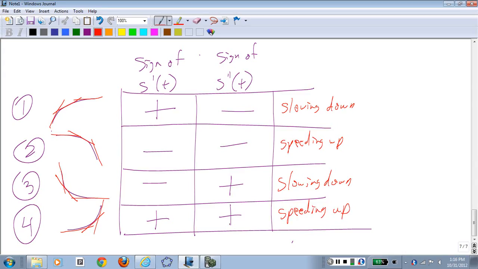If you know the sign of the first derivative and the sign of the second derivative, what do those signs tell you about whether it's speeding up or slowing down? How can you tell? When they match, it's speeding up. When they're opposite, they're slowing down.